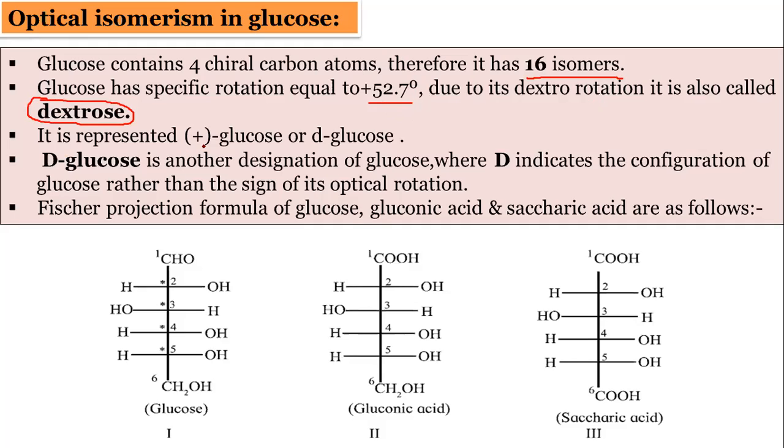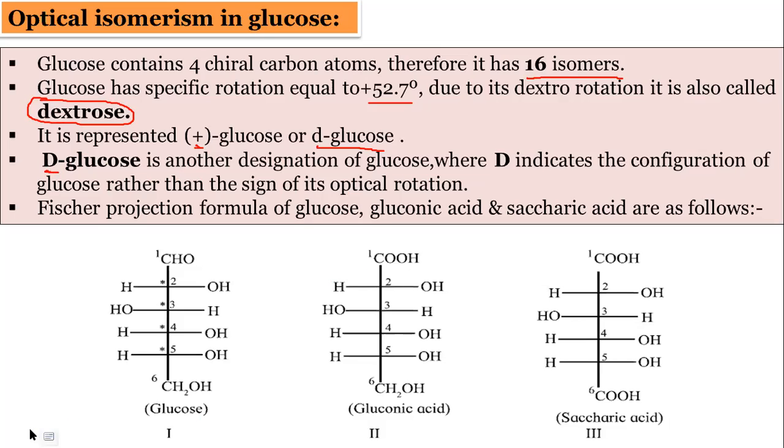It is represented with this plus sign. Plus indicates right hand side, or d glucose, small d glucose. Small d glucose and capital D glucose is different. This d is different and capital D is different. I will tell you what is this capital D. This D glucose is another designation of glucose where D indicates the configuration of glucose rather than its sign of optical rotation. Next slide मध्ये मी सांगतो what is this capital D. D म्हणजे डेक्स्ट्रो नव्हे, लक्षात घ्या. स्मॉल d means it is a dextro rotatory. कॅपिटल D चा अर्थ वेगळा होतो. ते पुढच्या स्लाइड मध्ये मी सांगतो.